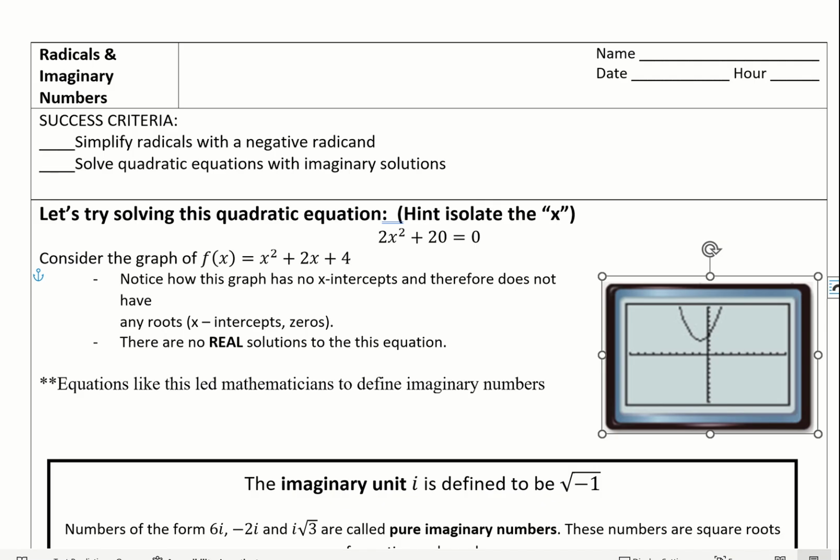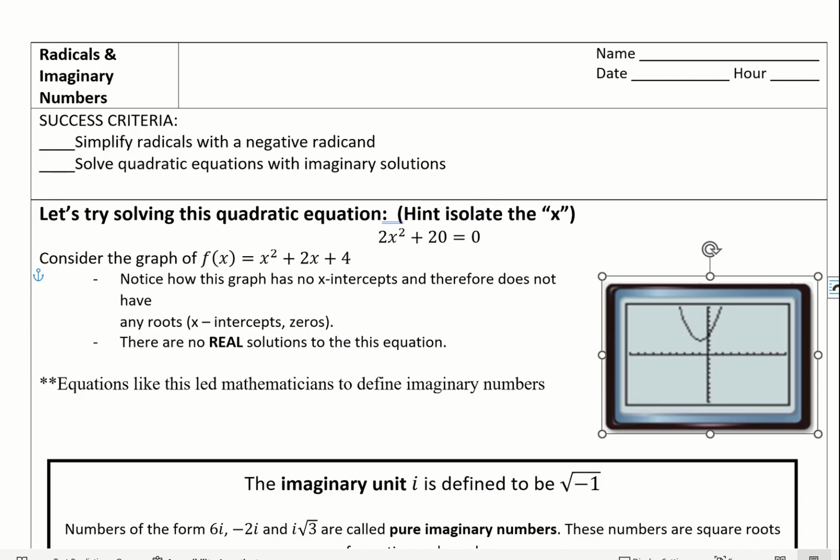It's over 5.1, radicals and imaginary numbers. The success criteria is at the top: simplifying radicals with negative radicands, which means there is a negative under the square root, and solving quadratic equations with imaginary solutions. So let's hop right in.